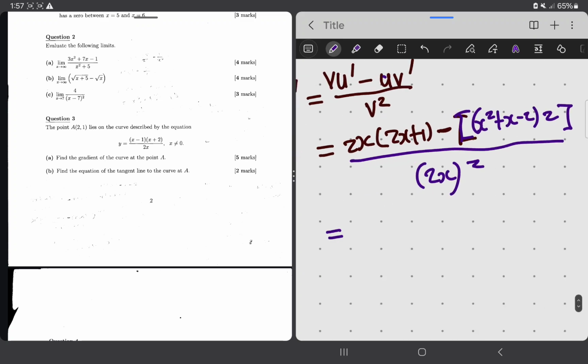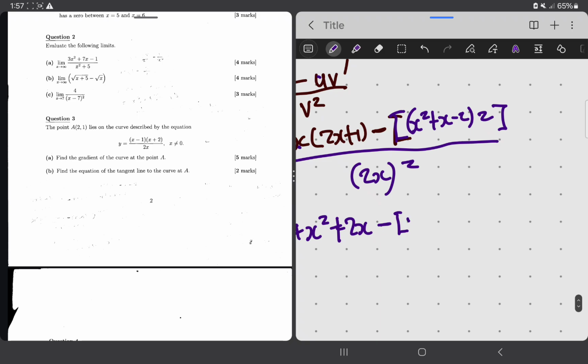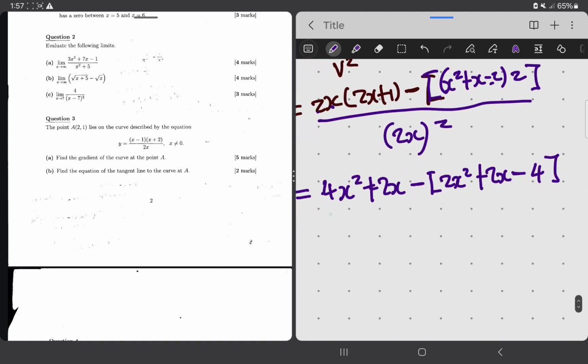What do we now get? We are going to have 2x times 2x is 4, because you say 2 times 2, 4. Then x times x is x squared. Then 2x times 1 is just a plus 2x. Then we now say minus. We have that big bracket. 2 times x squared becomes 2x squared. 2 times x is plus 2x. 2 times negative 2 is a minus 4, because the signs are different. Your answer is negative. Then 2 times 2 is 4.